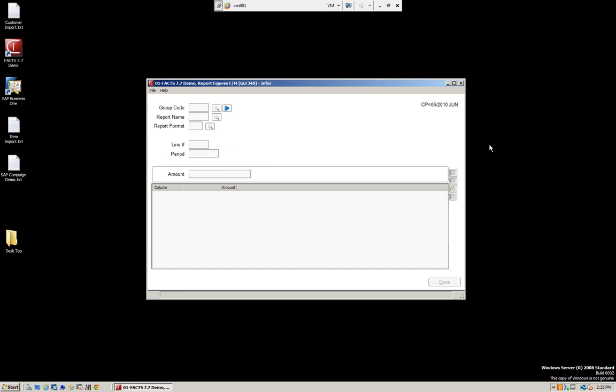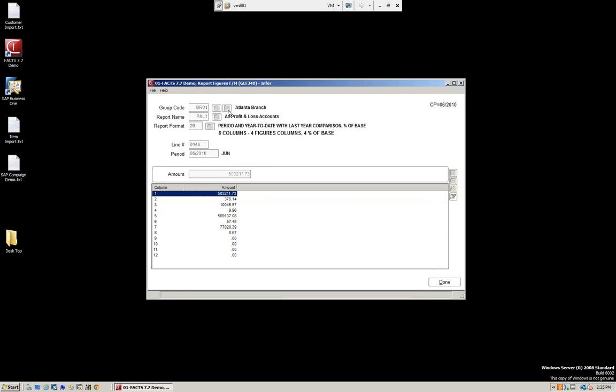The report figures file maintenance just lets me make some changes. Again, here you're looking at the reports, and these reports are coming from the year-to-date information. Again, this is from the buckets, so if there were any problems, you can actually make a change to the report figures. So you can see here we have the Atlanta branch and all the information.